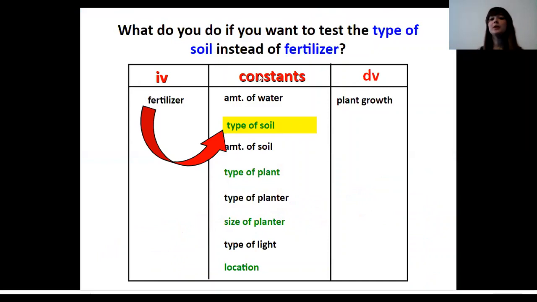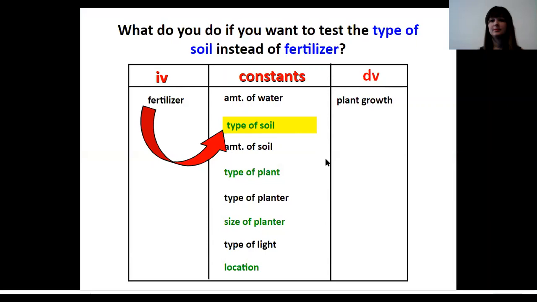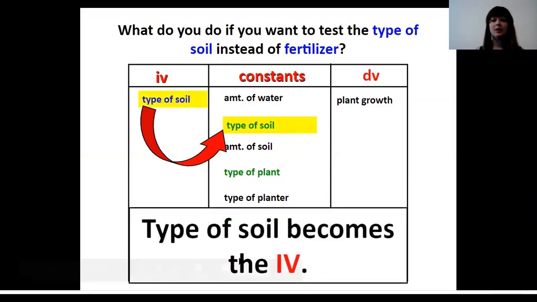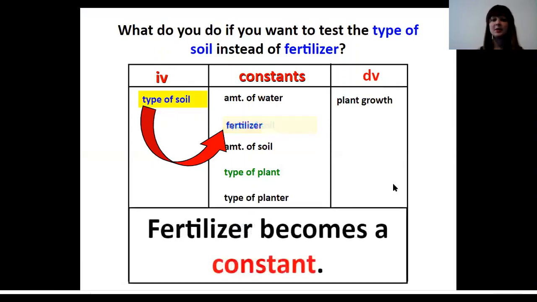So what if we want to test the type of soil instead of fertilizer? What would we change about this IV DV C chart? The type of soil then becomes the independent variable, and we may move fertilizer over here to the constants because that's something that we can't change if we change this experiment.